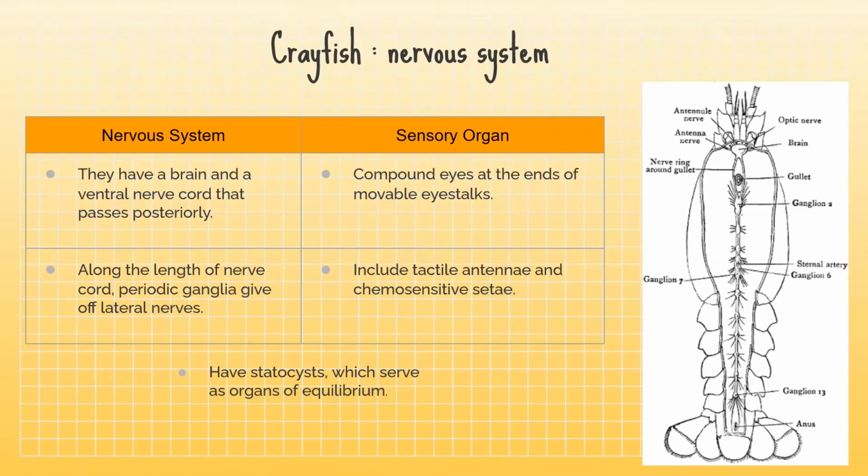In the nervous system, we must take note of two things, which are the nervous system and sensory organs. For the nervous system, crustaceans have a brain and a ventral nerve cord that passes posteriorly. Along the length of the nerve cord, periodic ganglia give off lateral nerves. Next, for the sensory organs, it also has compound eyes at the end of the movable eye stalk. Other sensory organs include tactile antennae and chemosensitive cilia. Crayfish also have statocysts that serve them as equilibrium organs.